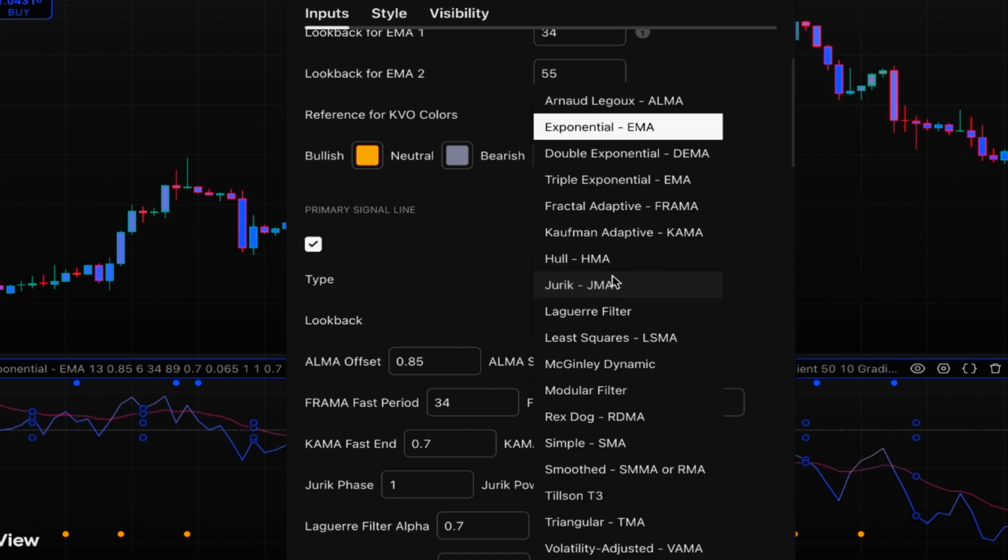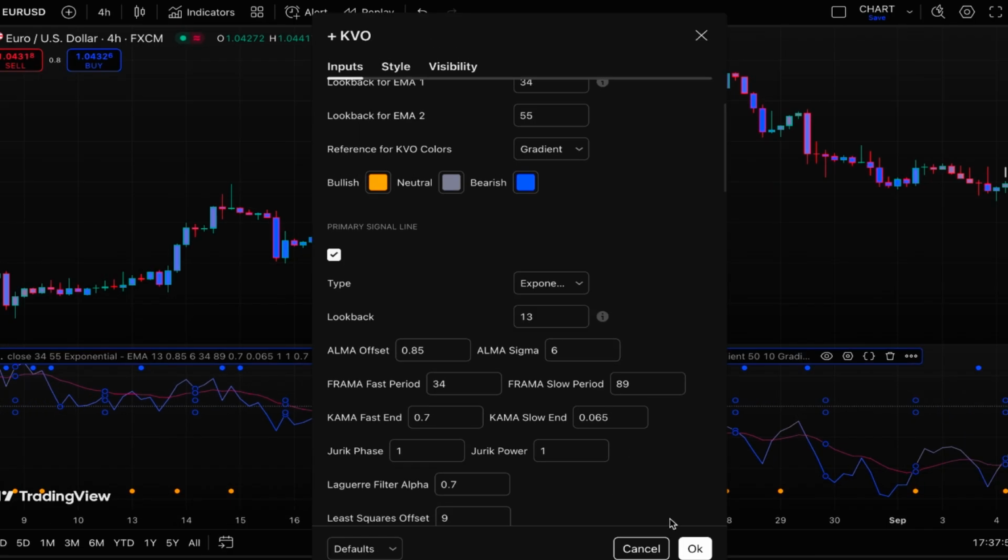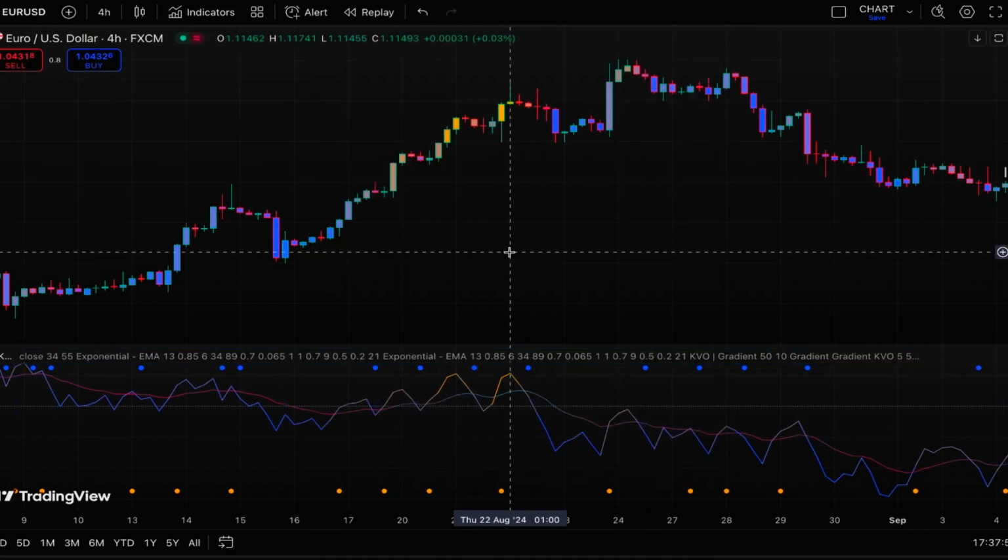And here we have a complete list of different types of moving averages that you can choose, depending on your trading strategy and other indicators that are used in your trading strategy. You may need to choose a specific type of moving average, which you can select your desired one from this list. We continue with exponential moving average, which is a good choice for our trading strategies in this video.